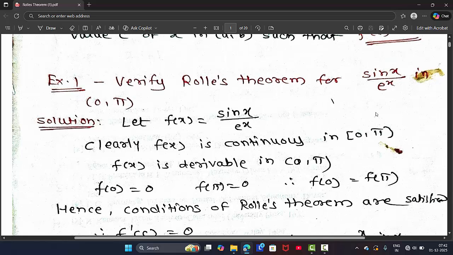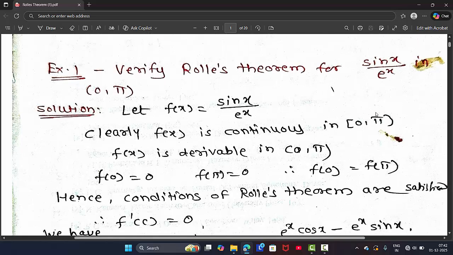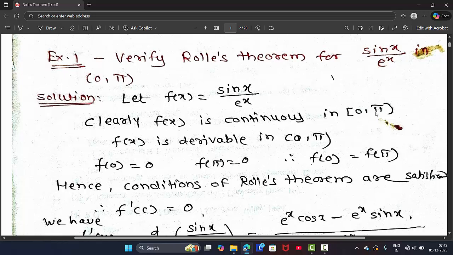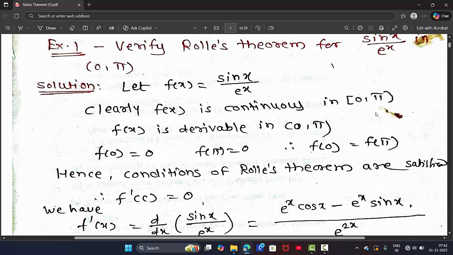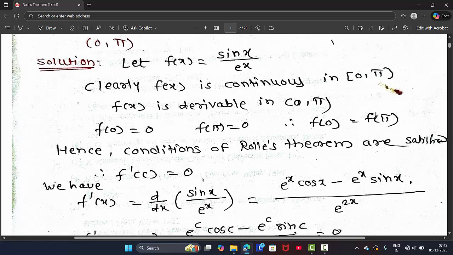Hence, all the conditions of Rolle's theorem are satisfied. Therefore, by Rolle's theorem, there must exist a point c such that f'(c) equals 0. We have to find that point c and check whether that c lies in (0, pi) or not. Consider f'(c) equals 0. For that, we have to calculate f'(x). f'(x) is equal to the derivative of sin x divided by e raised to x.